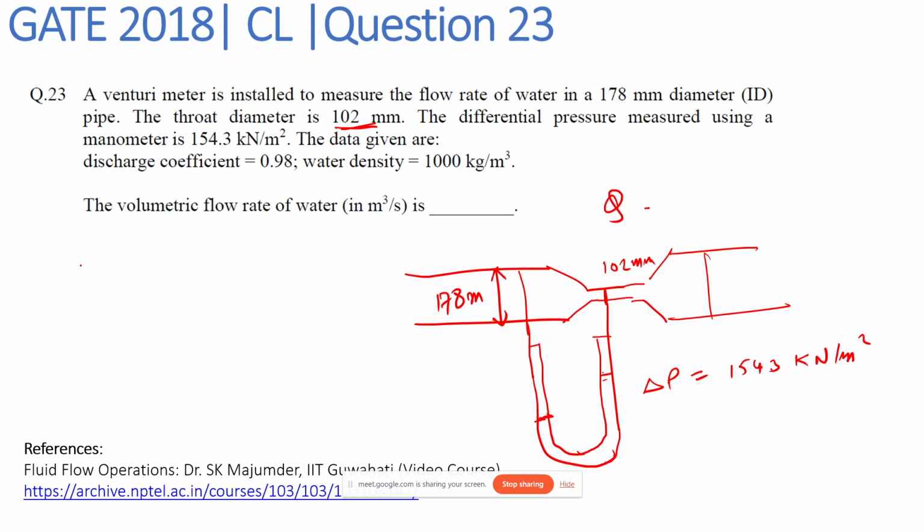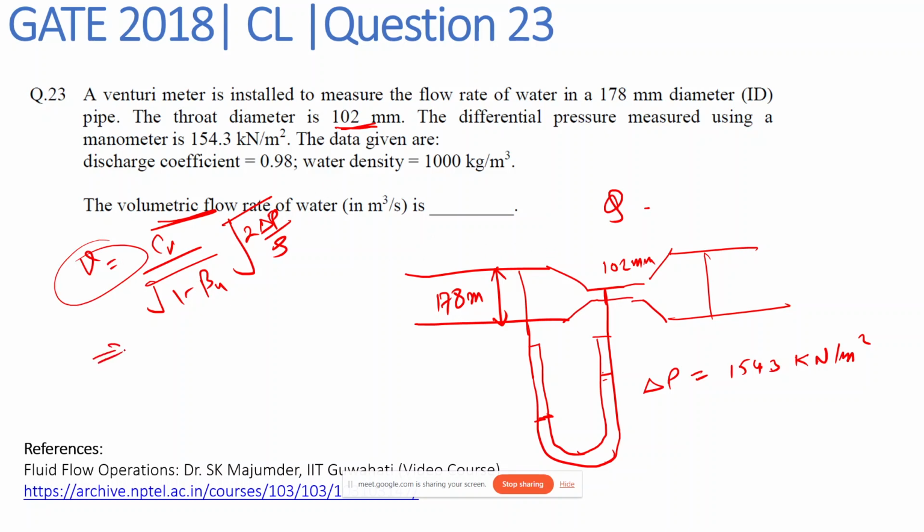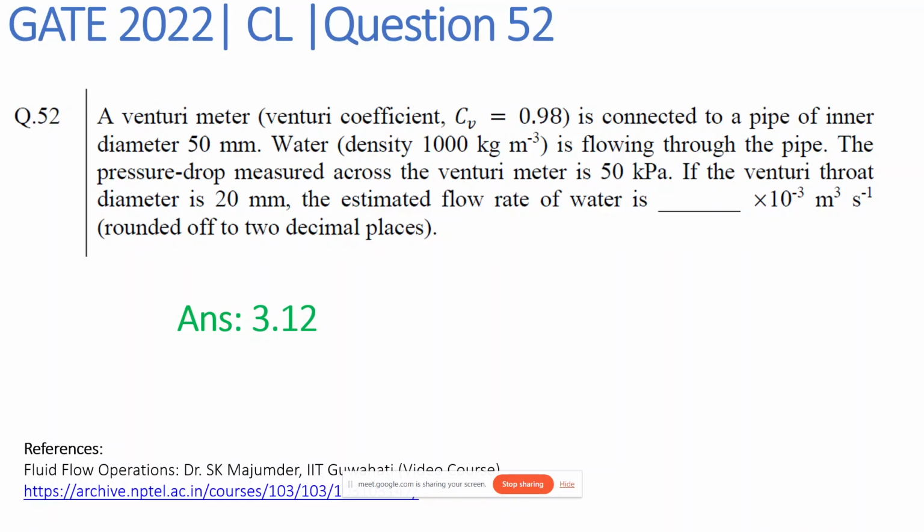So in the earlier question, we saw that the flow velocity is given by Cv upon under root of 1 minus beta raised to 4, upon 2 delta P by rho. Similarly, to find the volumetric flow rate, we can multiply this velocity in meter per second by the cross section area and get the desired answer. So this question is very similar to the previous question that we saw. In this question also, we were asked to find the flow rate for the given conditions.